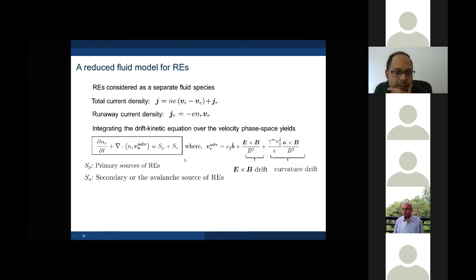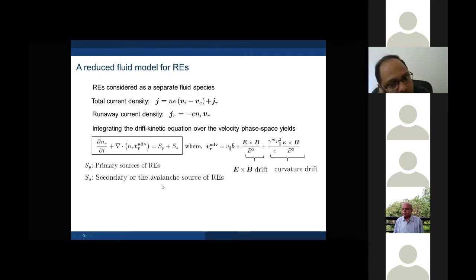Now, there is what is referred to as a drift kinetic equation, which is an equation that governs the distribution function for particles in a plasma. If it is integrated over the velocity phase space, one can easily obtain something of this kind. That is, the runaway density has a typical advection with various velocity components, but it also has sources of relativistic electrons, which are the primary sources, accelerated by the electric field, and there is a secondary source, which is formed when a relativistic particle hits another particle.